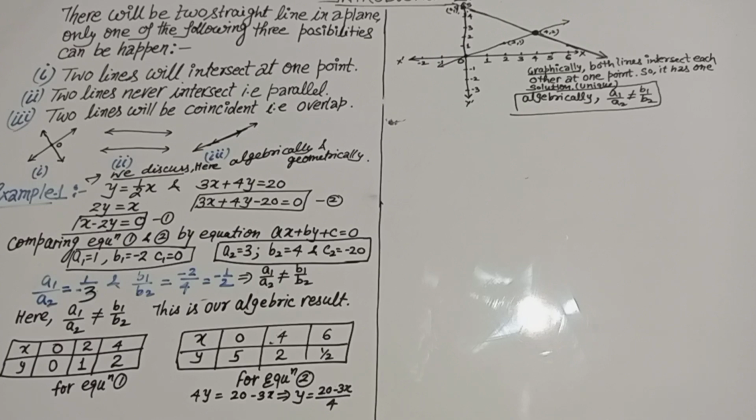When we plot a graph of the equations, they intersect at one point. So we have said that if two lines intersect at a point, then algebraically a1 upon a2 and b1 upon b2 are not equal, and graphically they intersect at a point and we have a unique solution. Okay, so let's take example number 2.